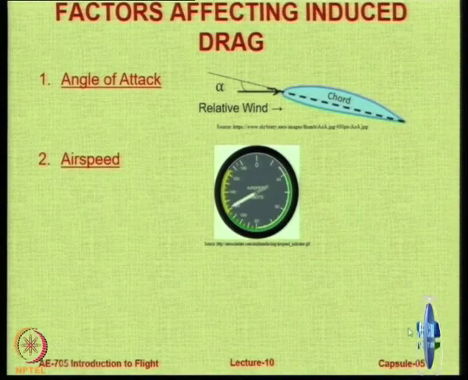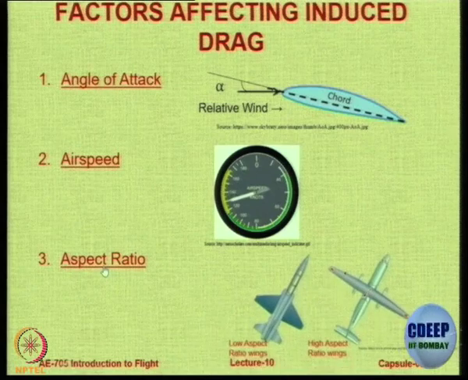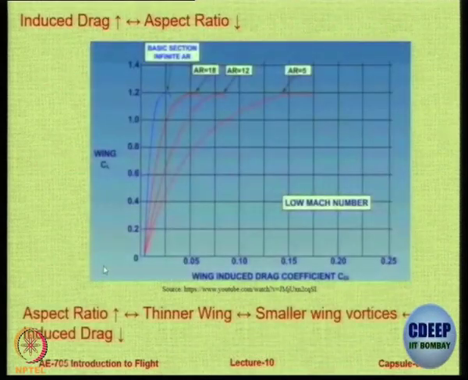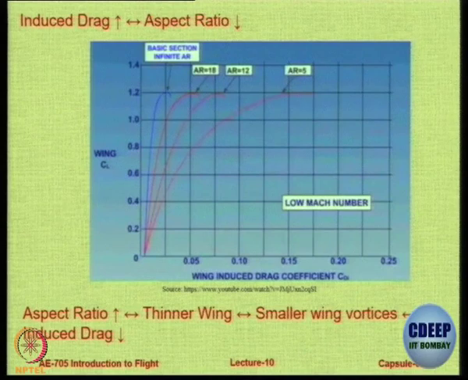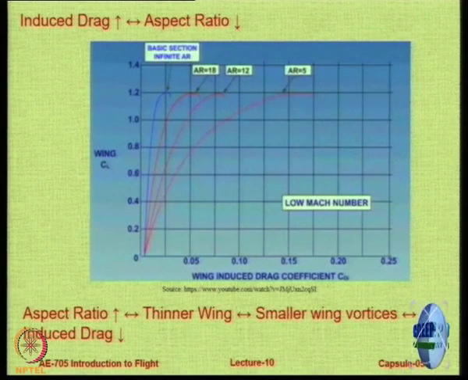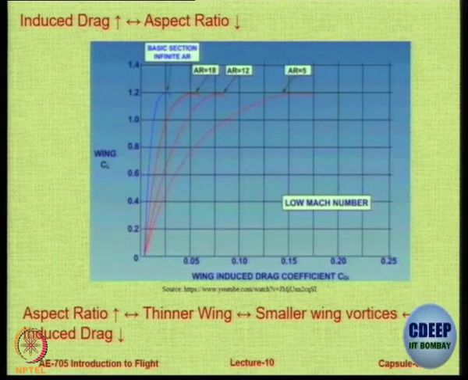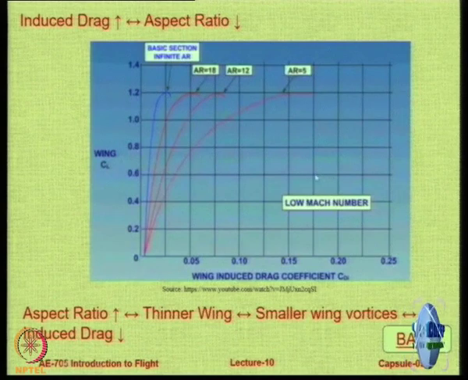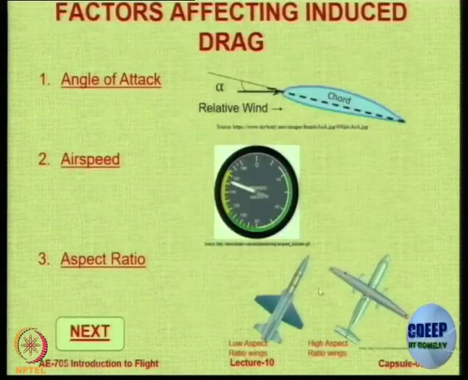Let us look at some other effect. Aspect ratio itself, that we have already seen. You can see that as the aspect ratio is increased, the slope of the lift curve, CL versus the wing induced coefficient, is reducing. So this is another way. When you make a larger aspect ratio wing, you have a thinner, more slender wing, the wing vortices are weaker because you are going further and further away, so the induced drag comes down. So these are some of the ways in which you can address the induced drag.